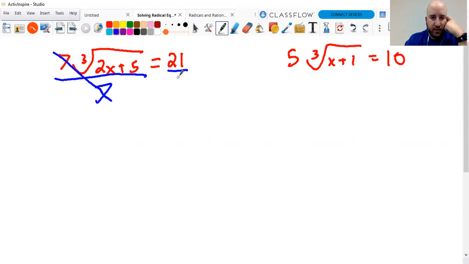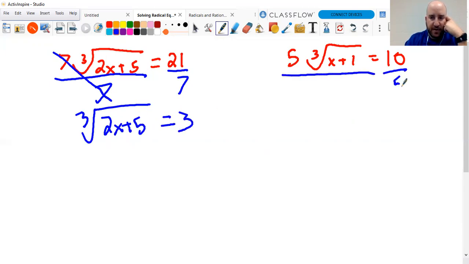So, divide both sides by 7, it cancels out here. Leaves me the cube root of 2x plus 5 equals 3. Same thing here, divide both sides by 5. Leaves me the cube root of x plus 1 equals 2.